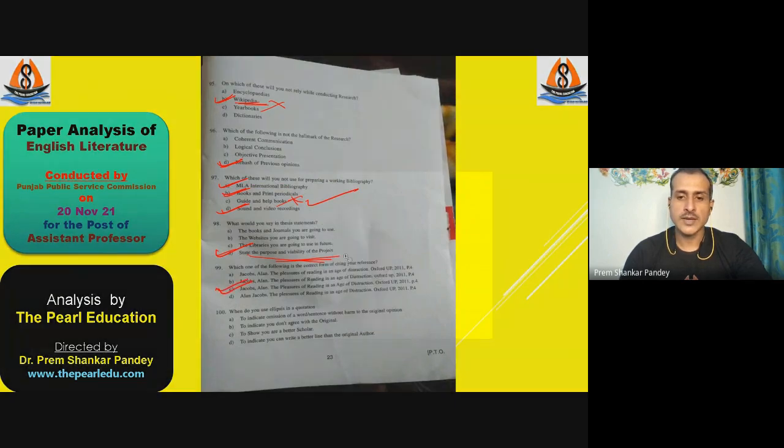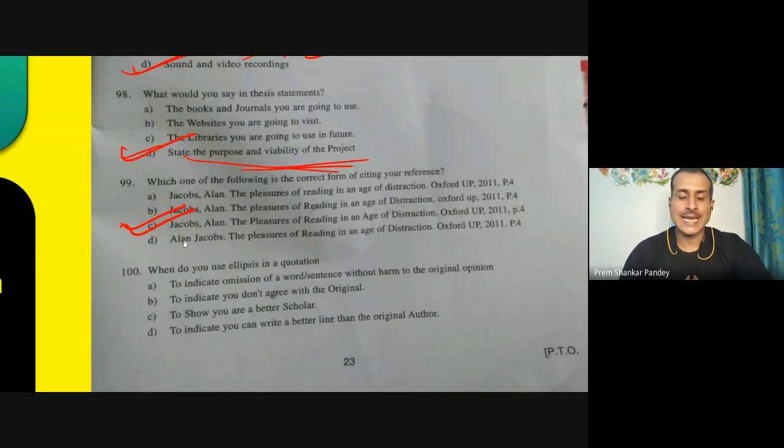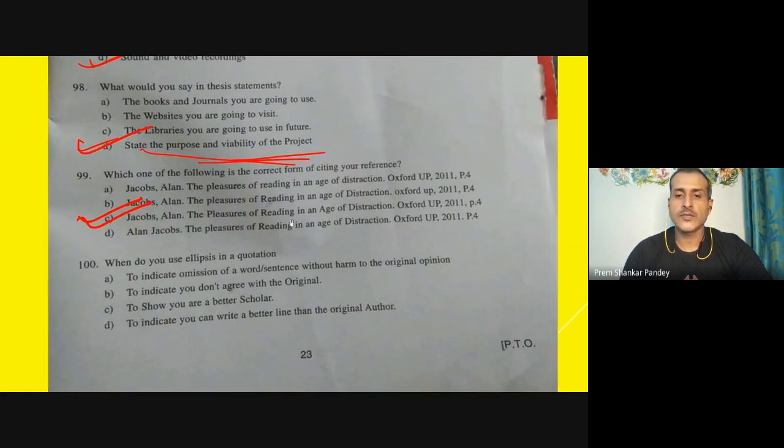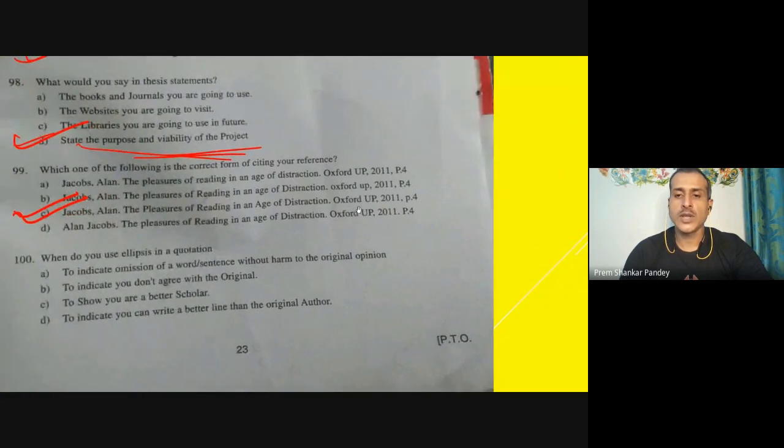Why? Because the writer's name always appears in reverse order. Ellen Jacobs is the name of the author. So Jacobs, then comma, then Ellen, then full stop. Then the name of the book has to be in italics, but none of the options are in italics, so we will ignore this. However, all the words of the book title have to be capitalized except prepositions, conjunctions, and articles. Other than this, every word has to be capitalized. This is the first word, so this has to be capitalized. The Pleasures of Reading in an Age of Distraction. Then Oxford University Press has to be capitalized. UP indicates University Press. Then comma, 2011, then small p, that is the particular page number, 4. So C is the right option here.